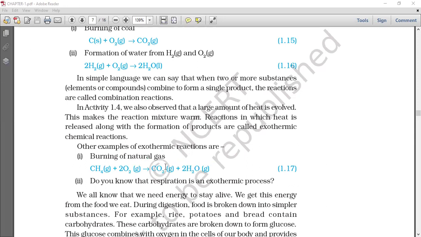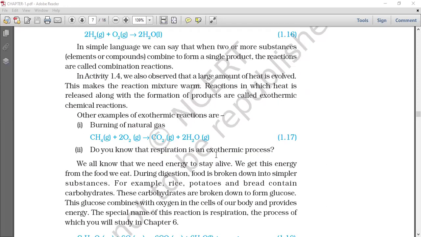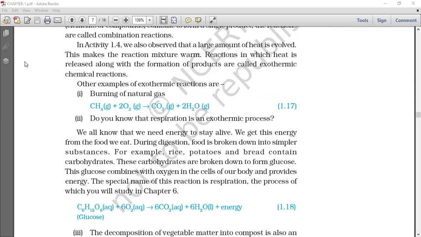Do you know that even respiration is also an exothermic process? Yes. Respiration, taking oxygen inside and releasing carbon dioxide, is also an example of an exothermic process. Heat will be released. We all know that we need energy to stay alive. We get this energy from the food we eat. So what happens during digestion? Food is broken into simple substances.